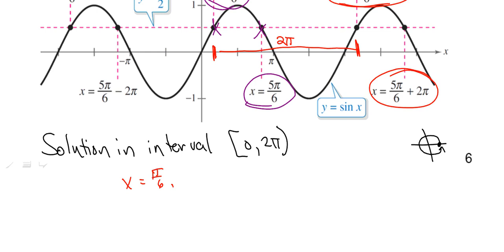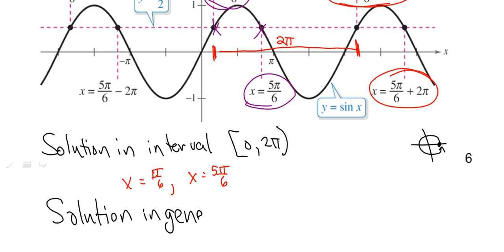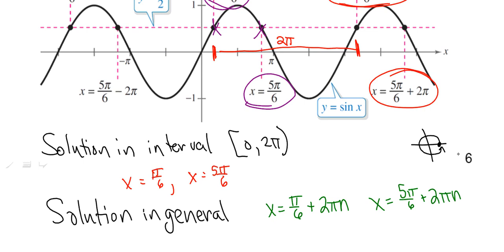But if we're asked for the solution in general, or just to solve without being given that interval, then our answers are x equals pi over 6 plus 2 pi n, spinning around, and x equals 5 pi over 6 plus 2 pi n. So just be super aware of that. And I like to say that right now because I feel like in the problem solving, it just says one or the other. It doesn't make a big deal about it.